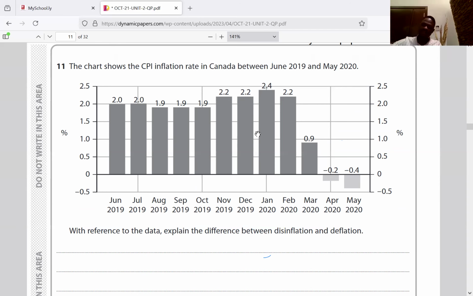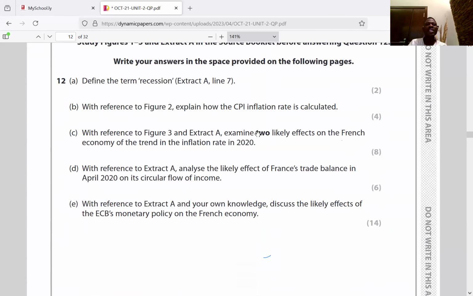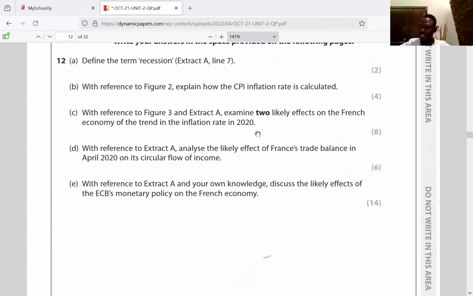Go to question 12. Define the term recession. Recession is a fall in the GDP of a country for 2 consecutive quarters. So we go to question B. Do you give analysis from the book or no? From the case study? Yeah. That's what goes on. So we go to B.